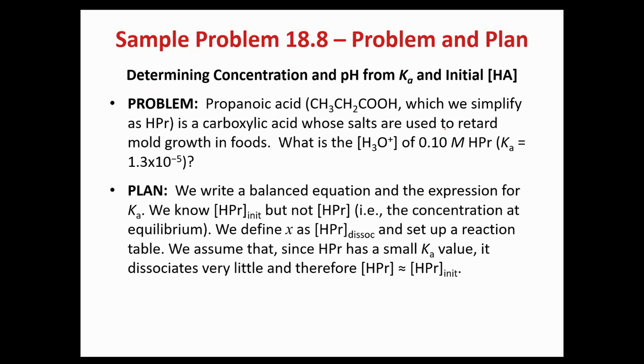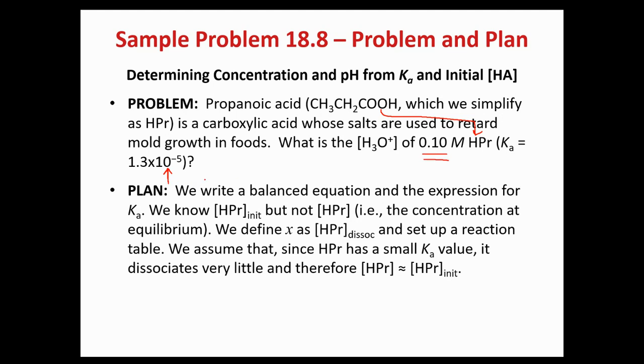So here's another sample problem with propanoic acid. A couple comments. Some of the acids get more complex, and they're going to give them to you as a simplification. So propanoic acid sometimes is written as HPr. If they're going to do that, they're going to tell you. It has a Ka here, kind of similar to our last Ka for acetic acid, and then the same concentration.